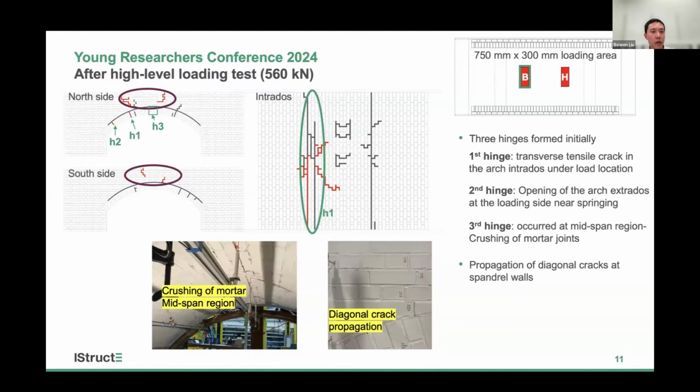With the increasing deformation of the arch barrel, we found the propagation of this diagonal crack in spandrel walls. In addition to the global failure signs, we also observed the sign of 3D response. We found diagonal cracks in the arch intrados originating from the loading area.